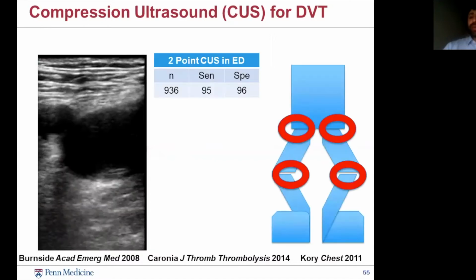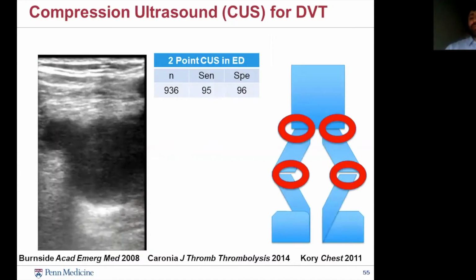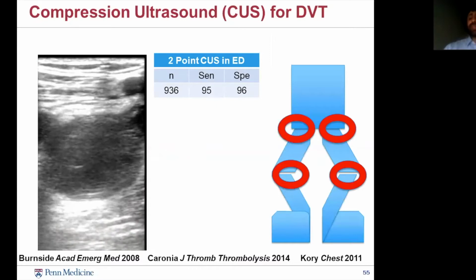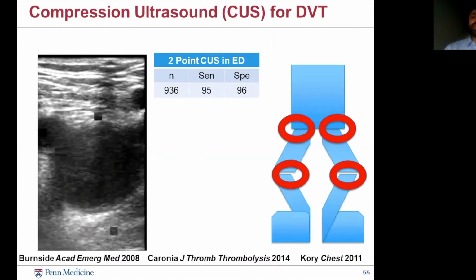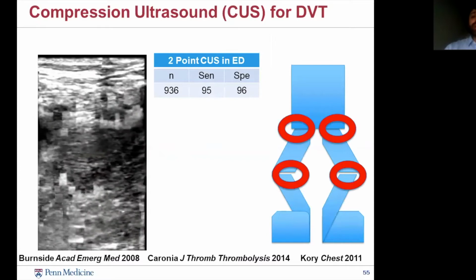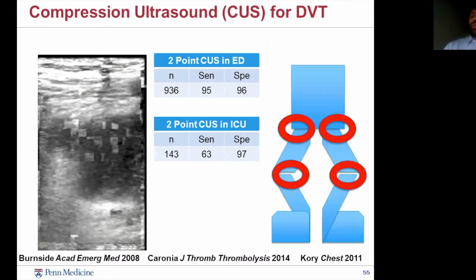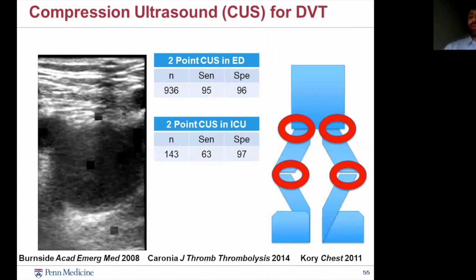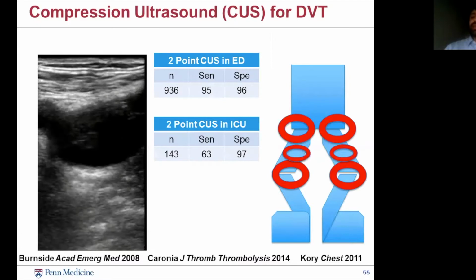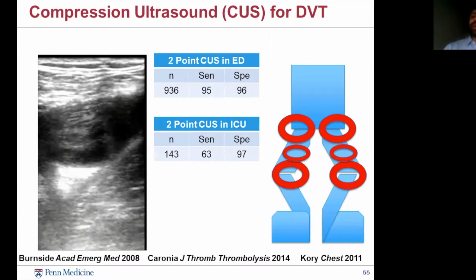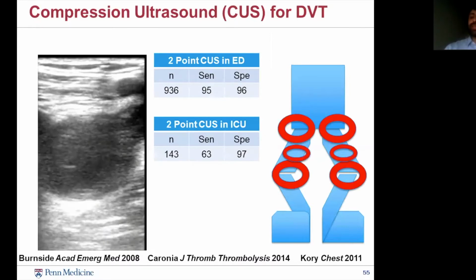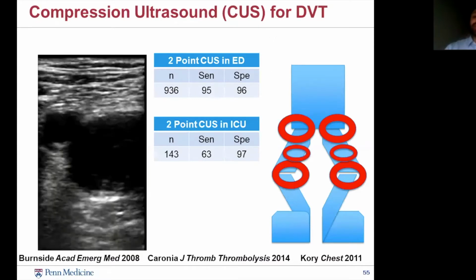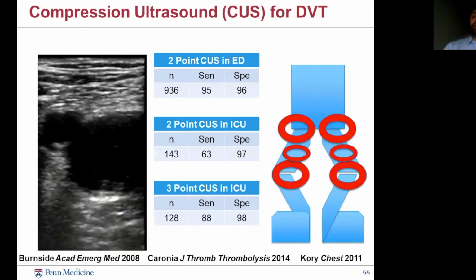It was first described in the emergency medicine literature as being incredibly valuable. In a meta-analysis of 1,000 patients, just 2-point compression ultrasound was able to predict who had a DVT and who didn't. When this was attempted in the intensive care unit, however, the sensitivity was much lower. The reason, it turns out, is that in the intensive care unit, people develop thrombi at the junction of the superficial and deep femoral veins, and that's not assessed in 2-point compression ultrasound. So Pierre Kory added a 3rd point and was able to regain some of the performance that was previously described.